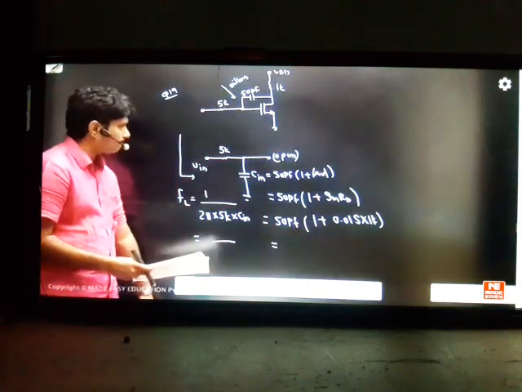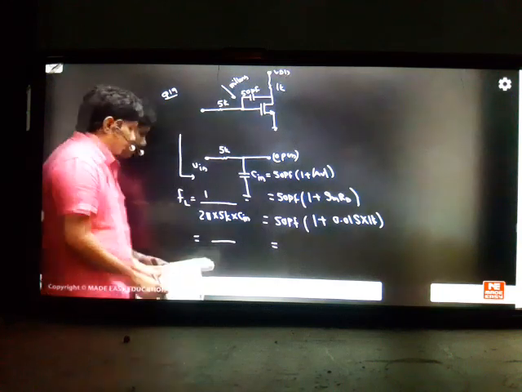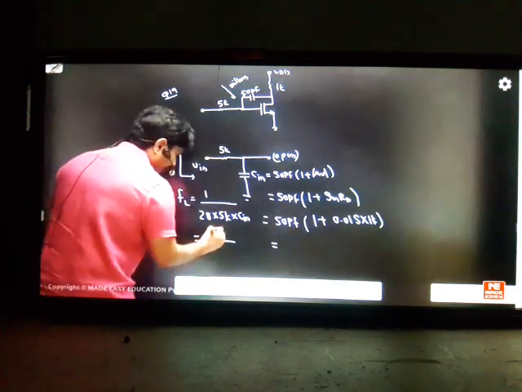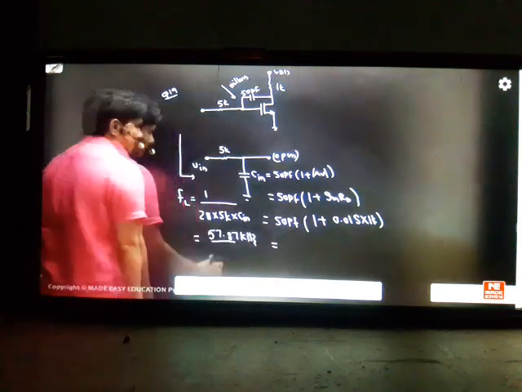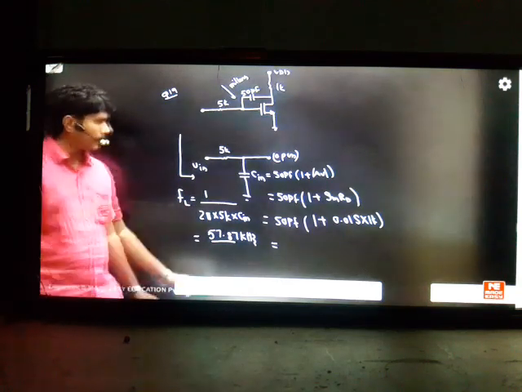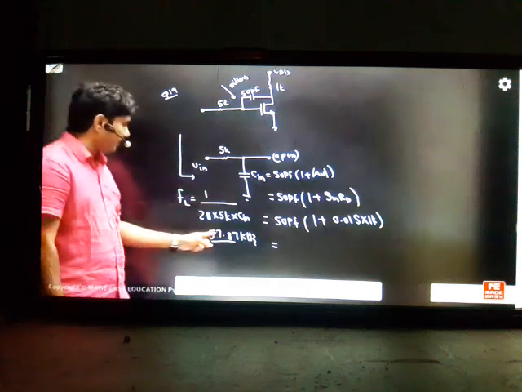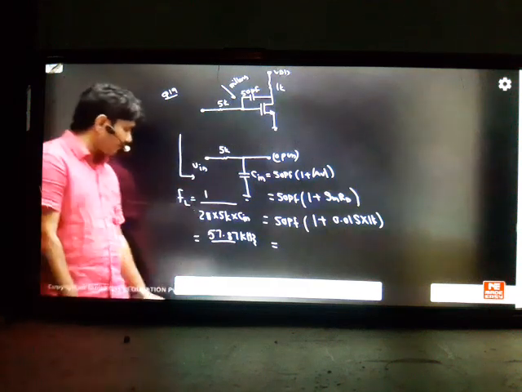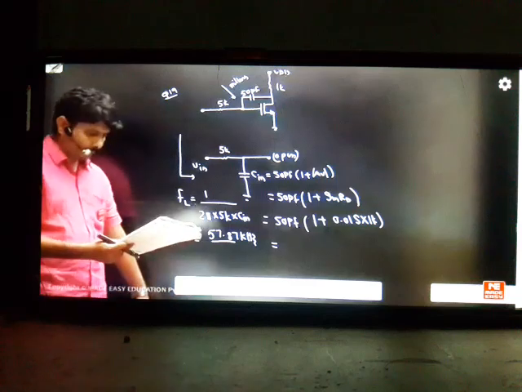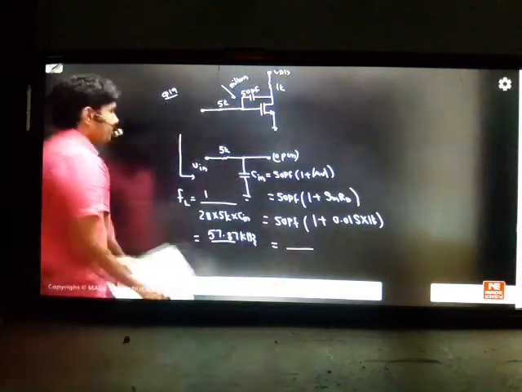So what is this answer? FL value, how much? If you solve this, we got 57.87 kilohertz. Please try to solve and see this answer. I am giving an approximate calculation value for it: 57.87 kilohertz. Please try to solve it. From the CIN value you can find this answer. It is coming to be some 57.87 kilohertz. So try to answer this question.